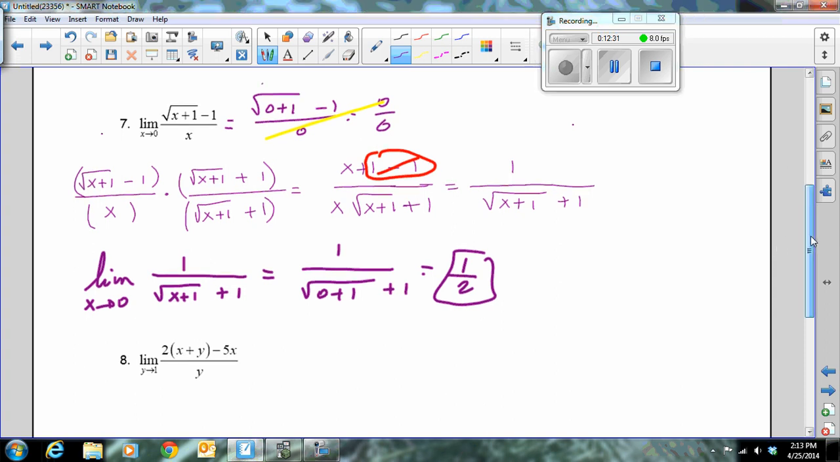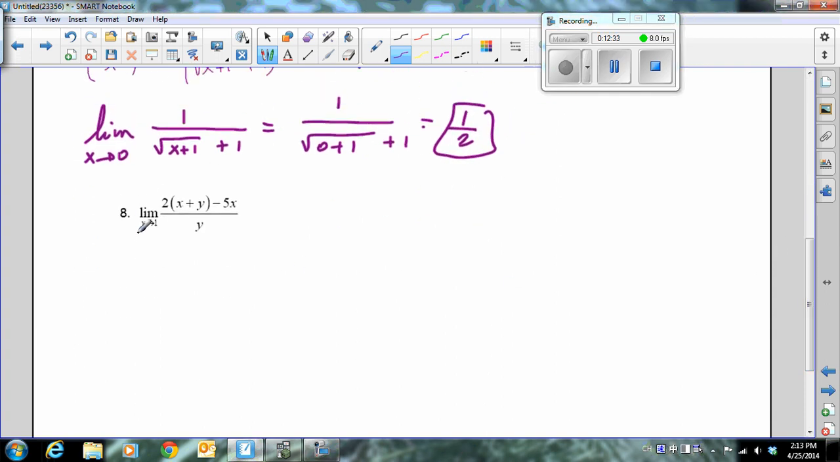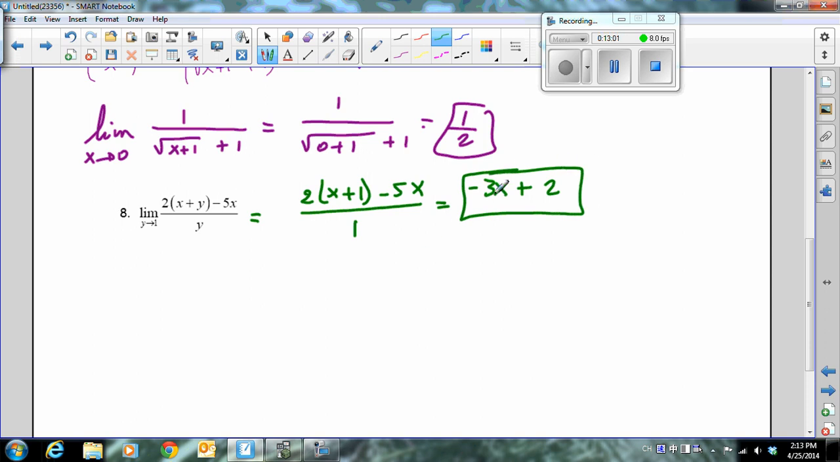Okay, let's look at the last one. The last one, we say the limit as y approaches 1. But this is kind of straightforward to me, because all I will do is plug in 1 for y. That will be 2 times x plus 1 minus 5x over 1, and that's all I can do, unless you want to take it a step further to say 2x minus 5x is negative 3x, plus 2, giving negative 3x plus 2. Well, this one ends up being in terms of the variable x, which will stay, because it's just the limit as y approaches 1.